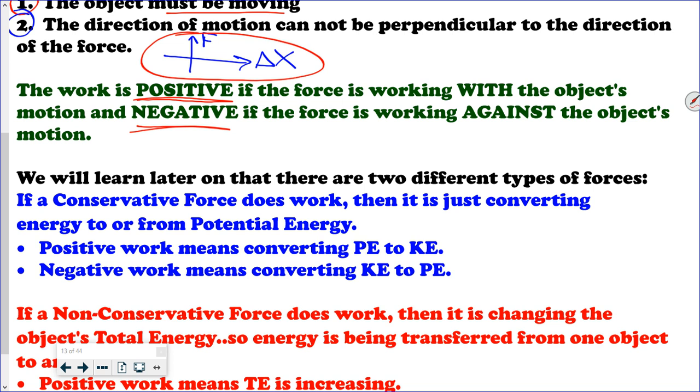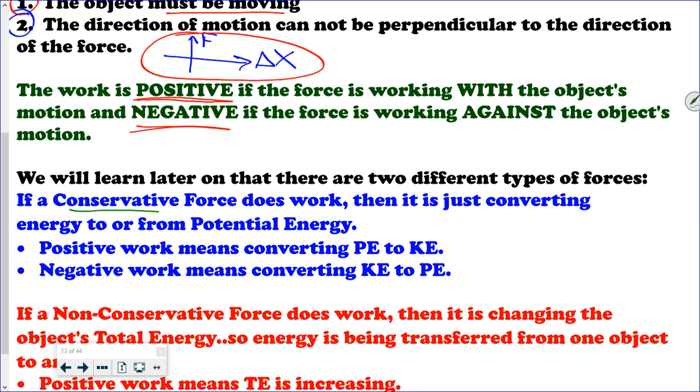Like I said, when we get to a later video, we're going to focus a little bit more on the different types of work that can be done. And in doing so, we'll talk about the fact that there are two different types of forces. There are conservative forces, and there are what are called non-conservative forces. It turns out that if a conservative force does work, all it's doing is converting energy to or from potential energy.